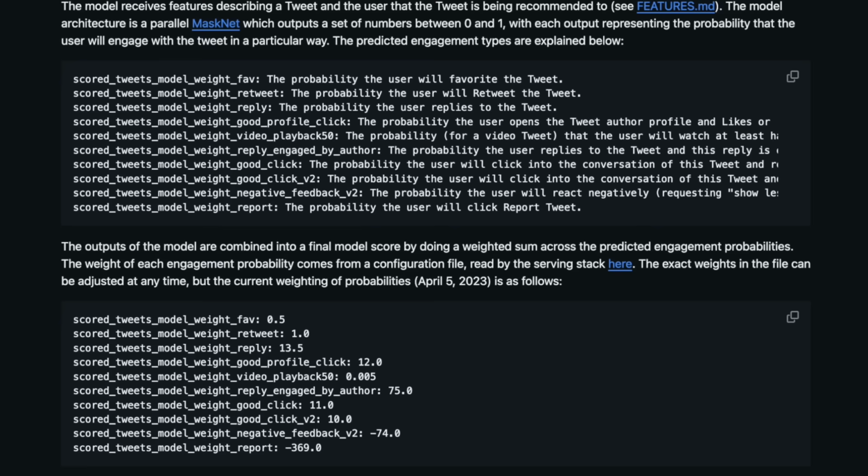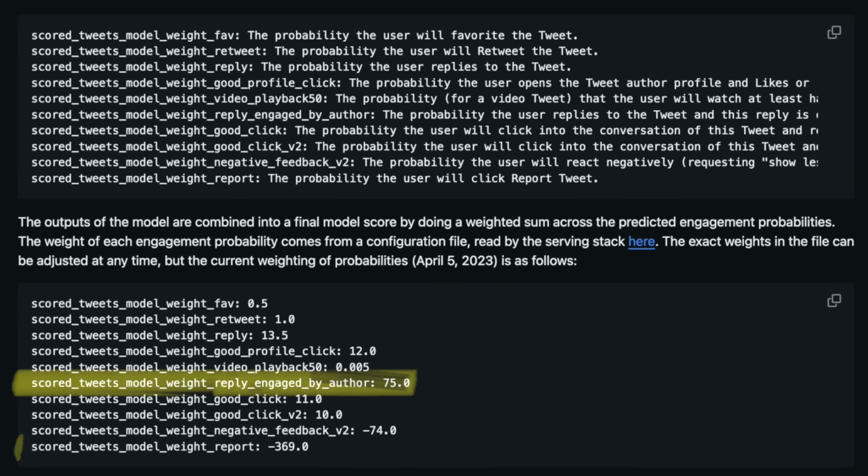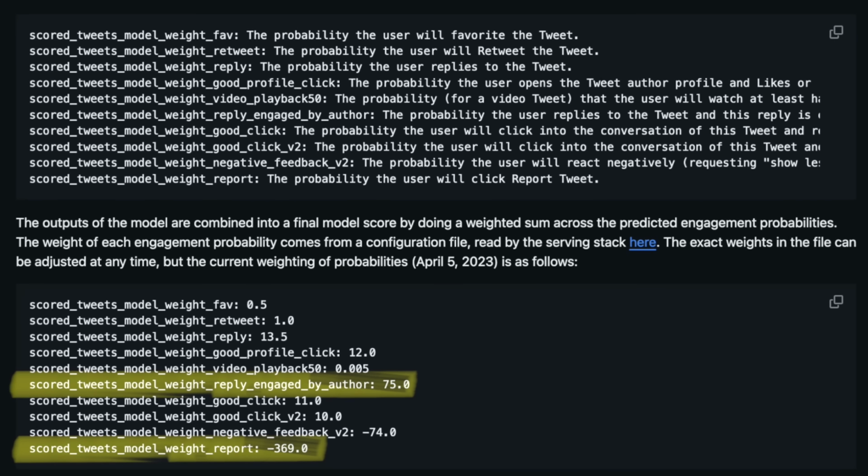The old algorithm also had explicit hand-tuned weights. So like how I said you replied to comments plus 75. Or if you report a post, minus 369. All of these numbers were handpicked by humans, presumably throughout numerous meetings, with lively debates and fine-tuned over the years. And most of these heuristics, just like the hand-engineered features, ripped right out of the codebase. Because Phoenix, the Grok transformer, doesn't need them, at least how they were. It learns engagement patterns directly from your behavior.